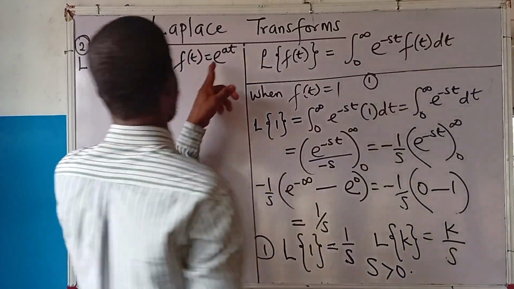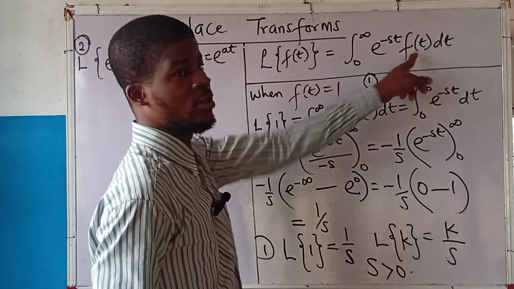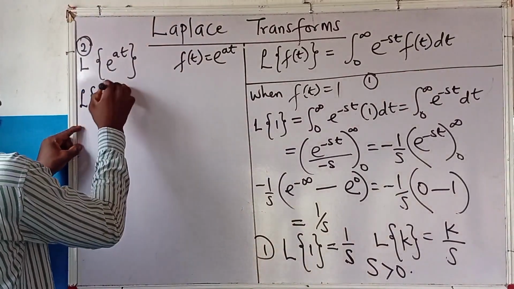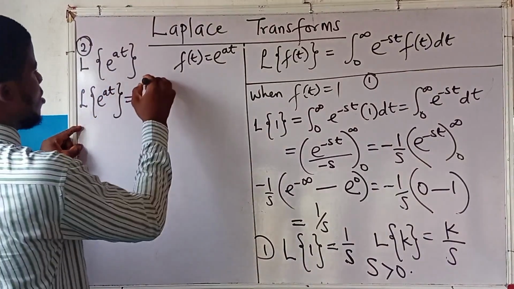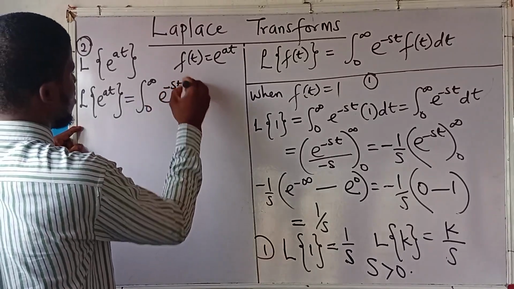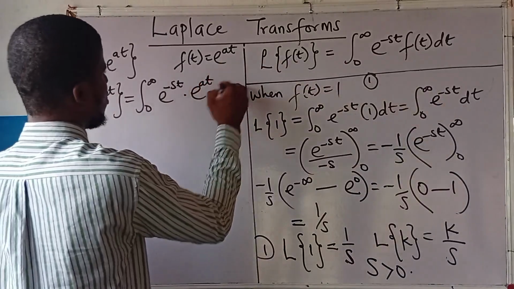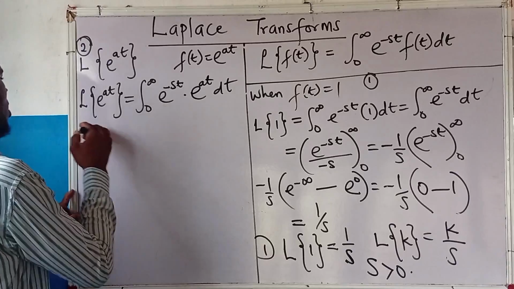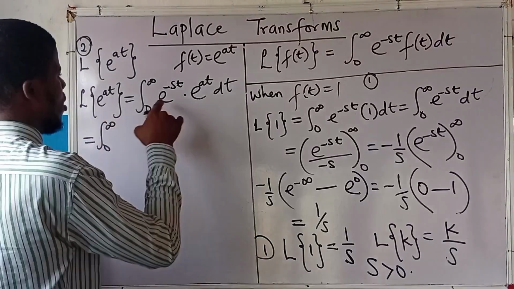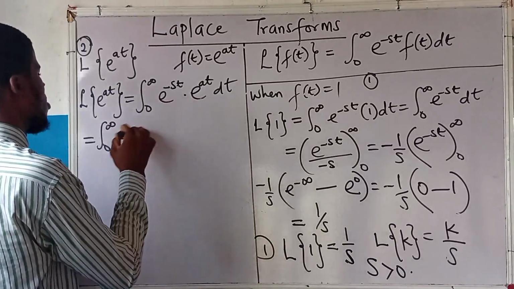So if f of t is e to the power of at, I should write e to the power of at here. Alright, so the Laplace transform of e to the power of at is the integral from 0 to infinity of e to the power of minus st into f of t, which is now e to the power of at, dt. So we have this as the integral from 0 to infinity. These two have the same base, right? E. So bring out one of the base.